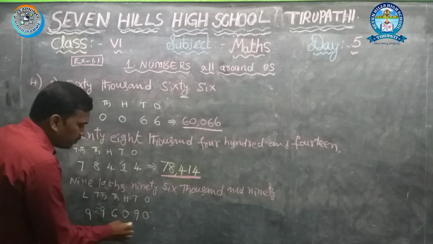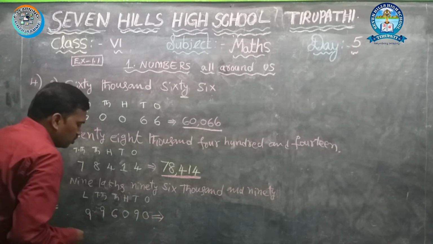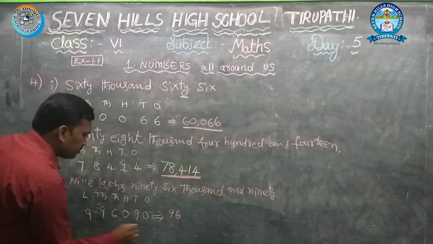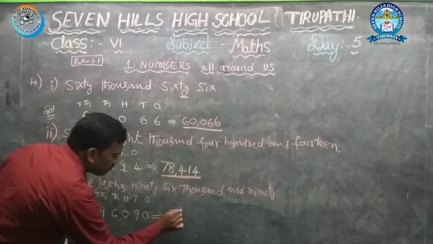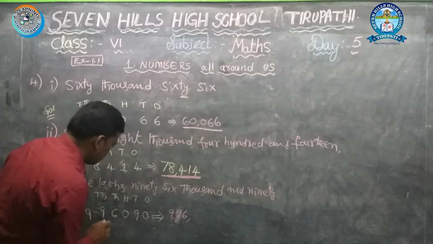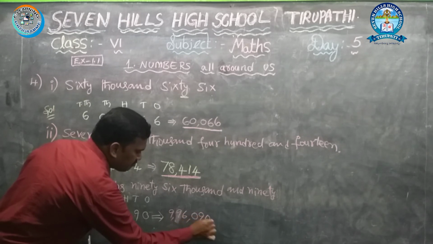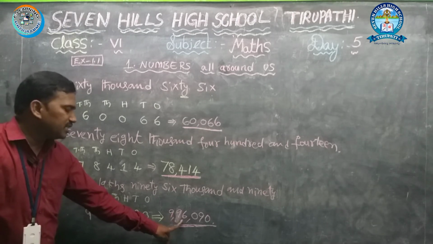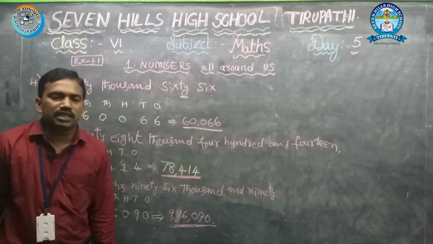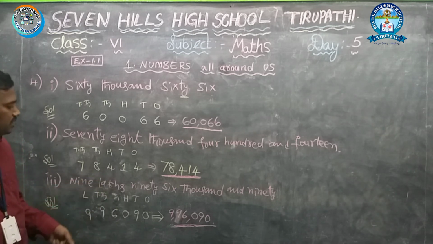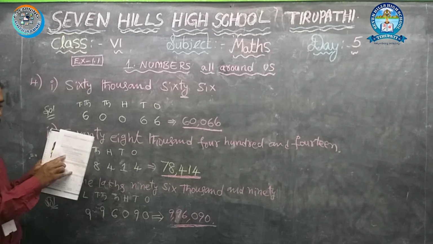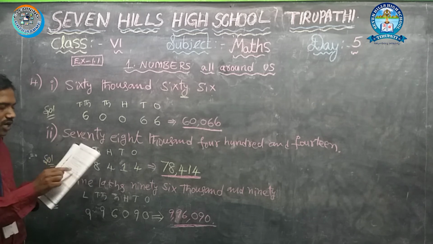Okay, so the number name, the numeral, this is the numeral for the number name: 9,96,090. This is the fourth question. Write the numbers in figures. After that, one more fourth question is there. That one you create on your own and write the answer.